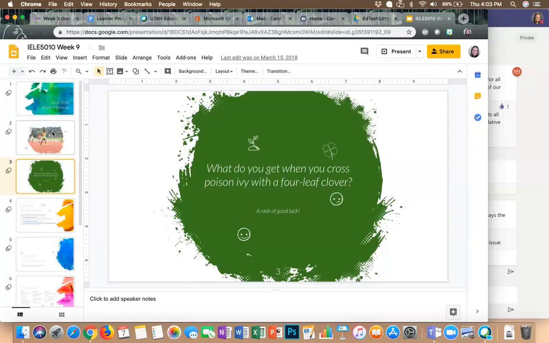And this is just funny because the next holiday, I guess you could call it, that's coming up is St. Patrick's Day. So here's a funny joke. If you can't quite read it because it's little print, it says, what do you get when you cross poison ivy with a 4-leaf clover? A rash of good luck. Wah, wah, wah, right?